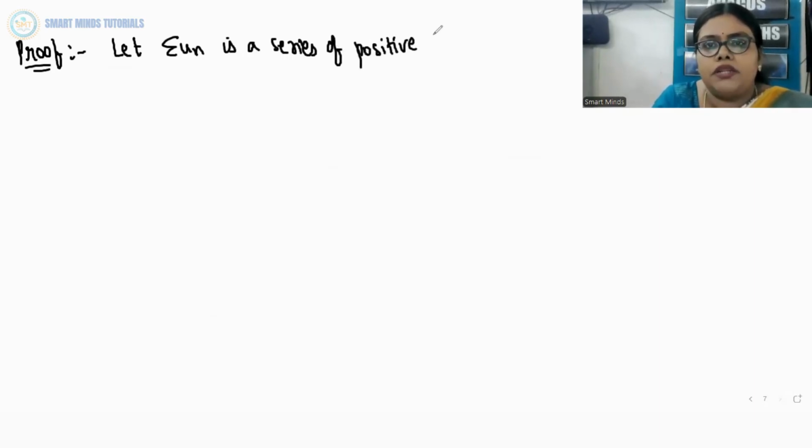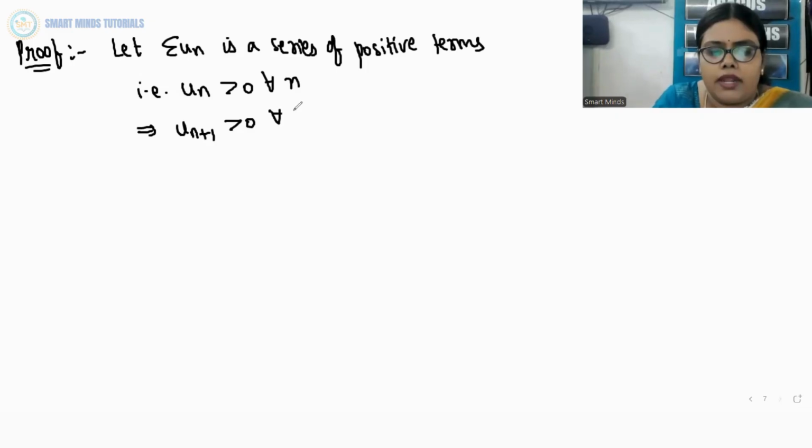Now we will start the proof. Let sigma un be a series of positive terms, that is un is greater than 0 for all n, which implies un plus 1 is also positive for all n. Now if we divide them, un plus 1 by un, that is also positive. If un is positive and un plus 1 is positive, then their ratio is also positive, right?